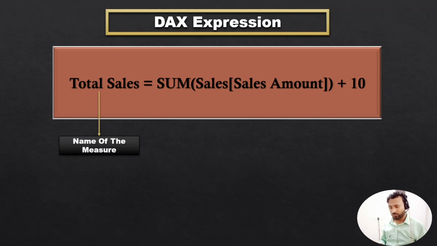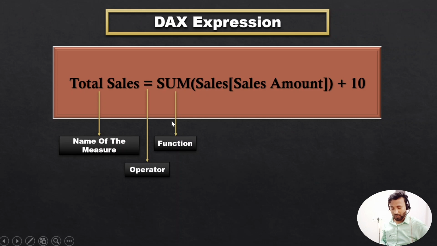When you write a DAX function, first you write the name of the measure that you are going to create. This is the name of the measure. Thereafter, we use some operators. You can see the equal sign is my operator. Then we use some function. This is a function, and you can use any function, like average, max, or minimum. We have so many functions available in DAX, so we can use functions as per the need and requirements.